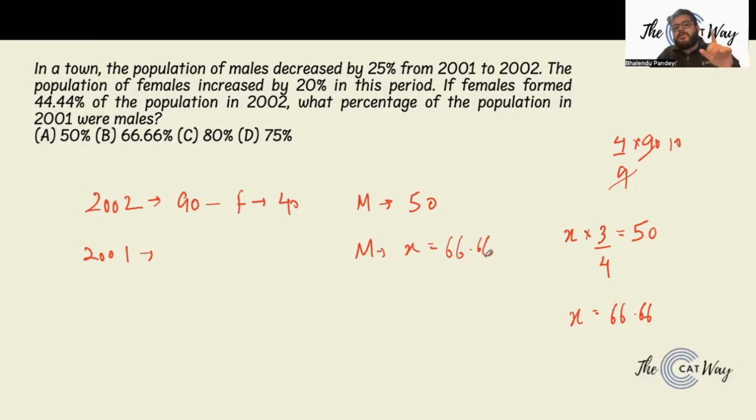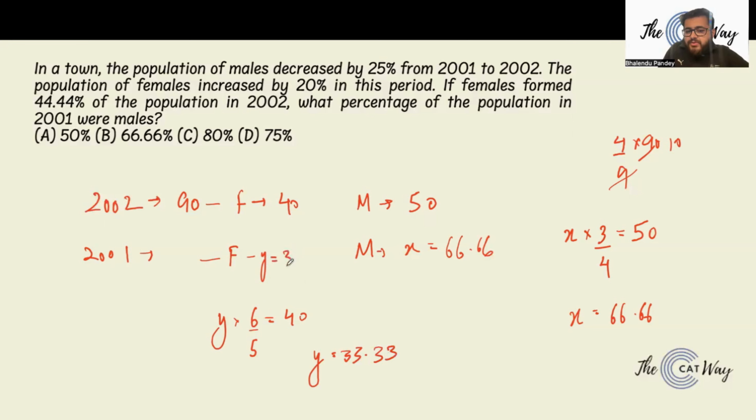Also, it has been said that the population of females increased by 20%. So females in 2001 were Y, and that population has increased by 20%. That means the multiplying factor of 6 by 5 gives you 40. So Y becomes 200 divided by 6, which is 33.33. So Y is equal to 33.33, and the total population becomes males plus females, that is 100. Now the question is what percentage of the population in 2001 were males?